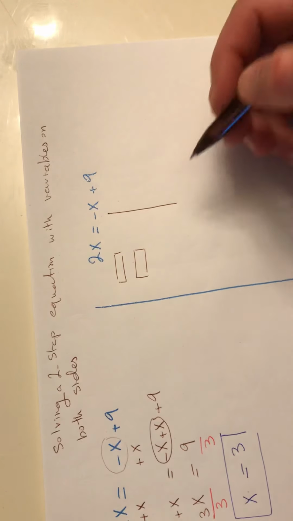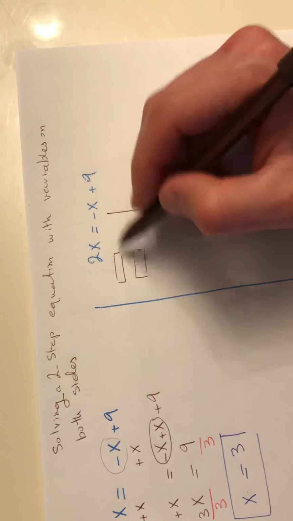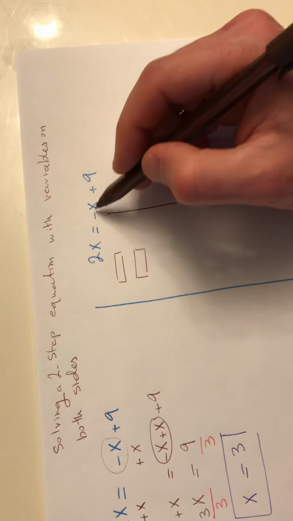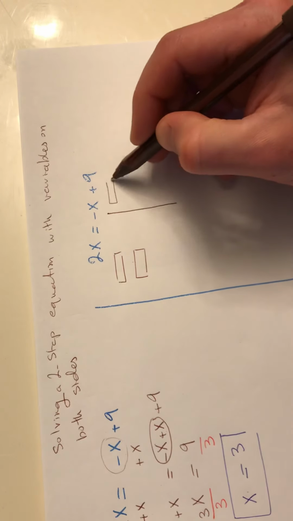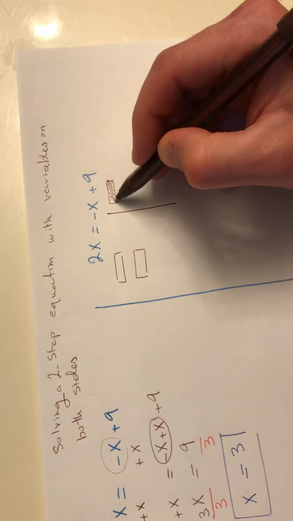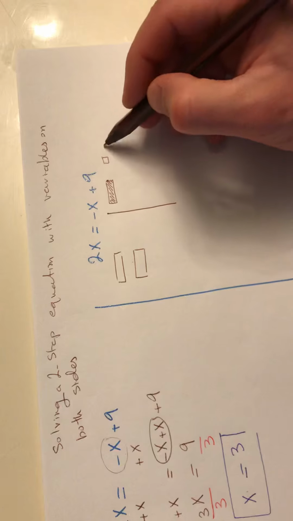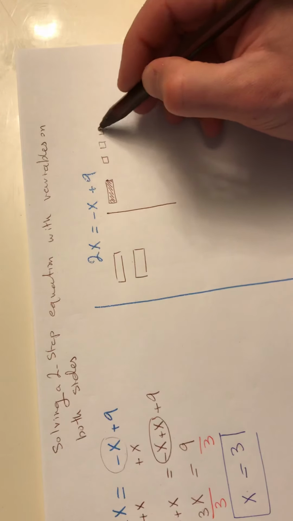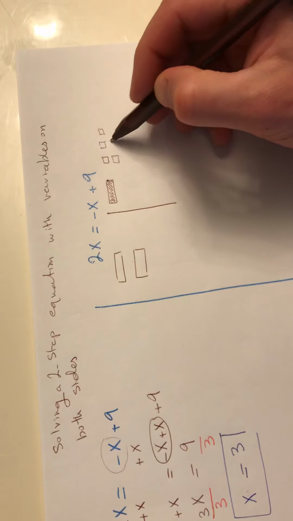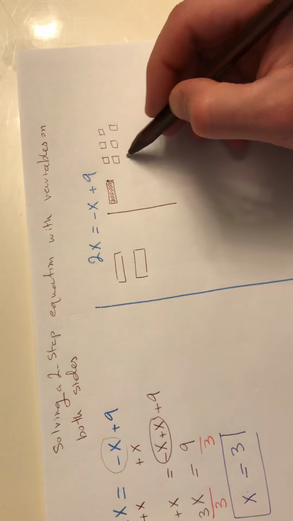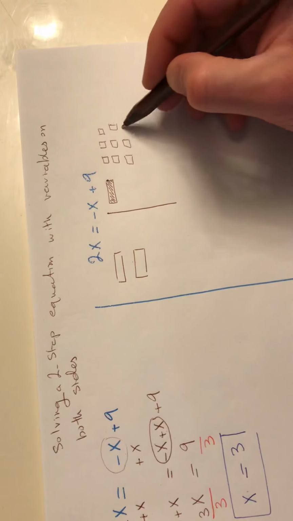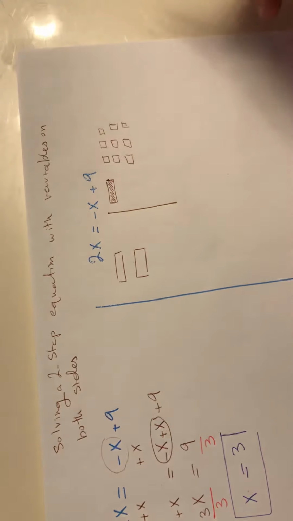The equal sign is a small line that separates both sides. On the other side we have minus x, so that is going to be a shaded-in rod, and 9, which are positive, so they're going to be hollow. 1, 2, 3, 4, 5, 6, 7, 8, 9.